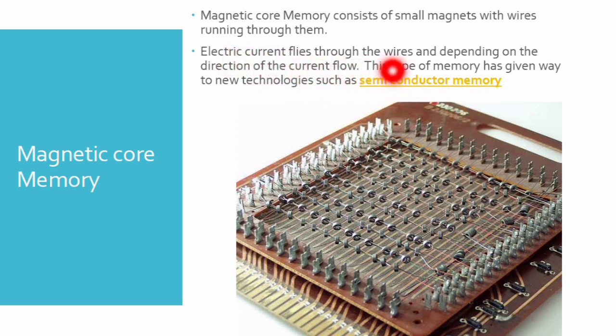Electric current flows through the wires, and depending on the direction of the current flow, this type of memory has given way to new technologies such as semiconductor memory, which are nowadays being used.